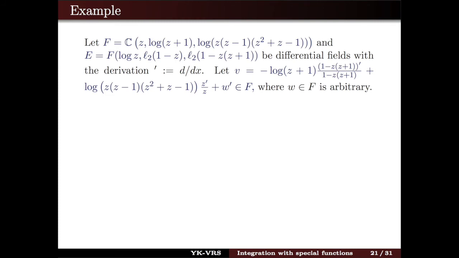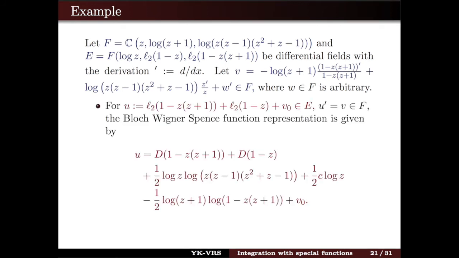So I think this is the example that I showed earlier. For this particular v, you can actually write it in terms of the Bloch-Wigner-Spence function. I thought I would show you how that can be done. This is exactly this particular function. What you have to do is, this is just a calculation: you take the derivative, combine certain terms, and then integrate it back to get this. So this will be the corresponding Bloch-Wigner-Spence function.